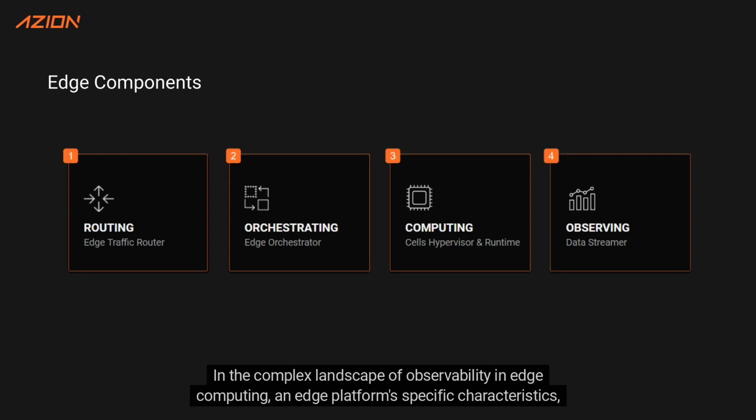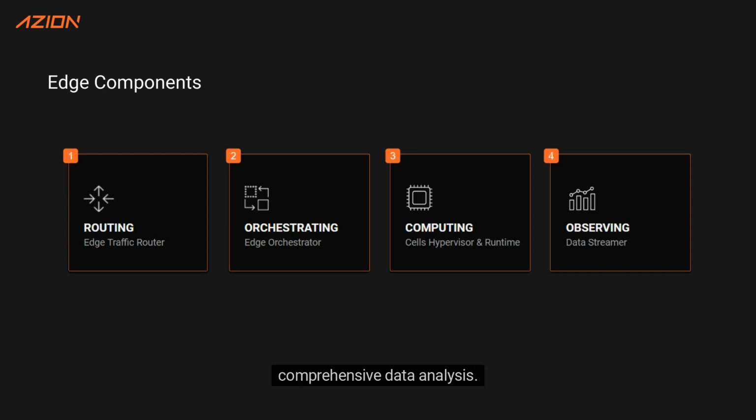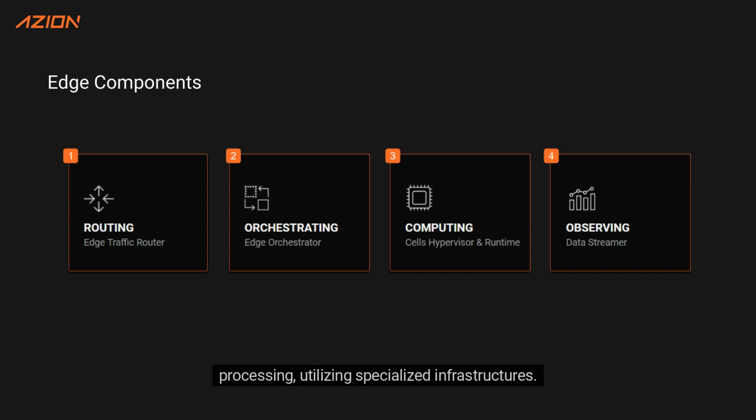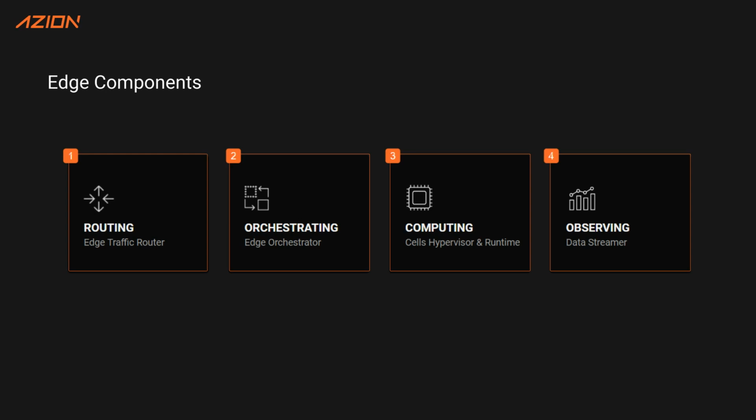In the complex landscape of observability in edge computing, an edge platform's specific characteristics, including data distribution across numerous locations and a vast network of edge nodes worldwide, demand comprehensive data analysis. This encompasses log analysis, tracing, metrics, and platform insights to enable data extraction and processing, utilizing specialized infrastructures. It is through edge analytics that data processing, extraction, and observation become possible.